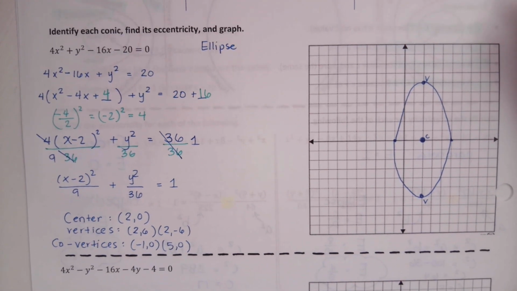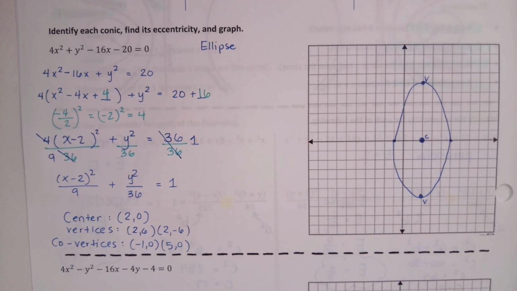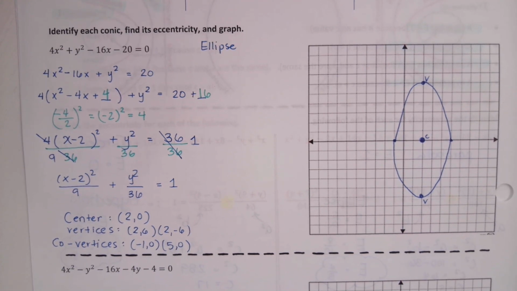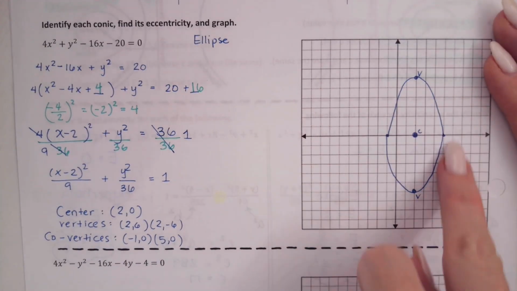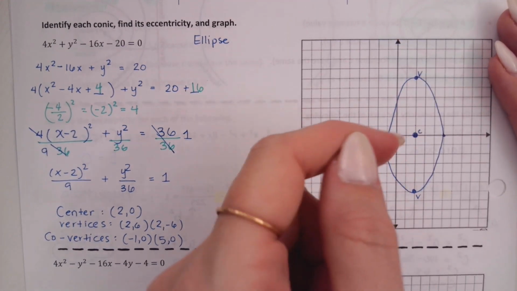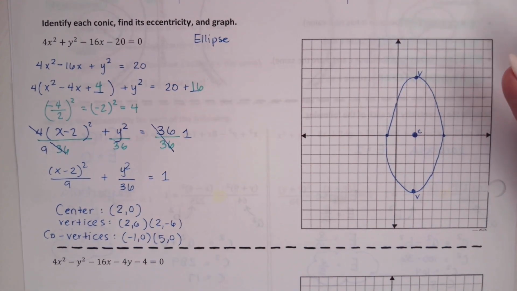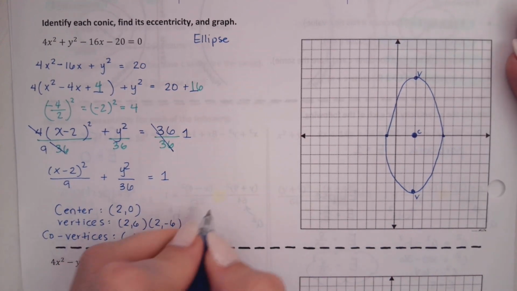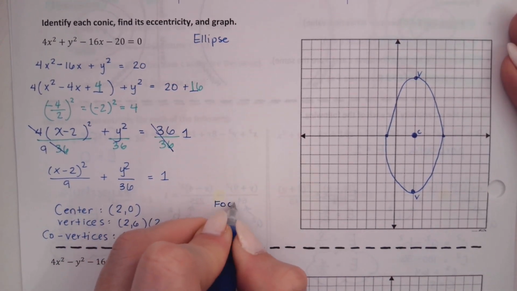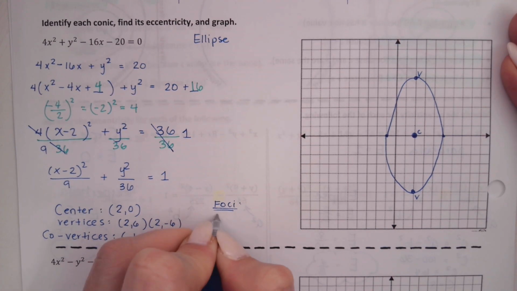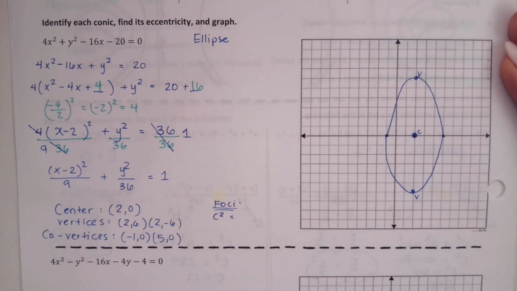Okay, and then there's one other piece of information we find for this. What is it? The foci, the part of the definition where every point on the outside is equidistant from those two fixed points. How do we find the foci? C squared equals A squared minus B squared, right?